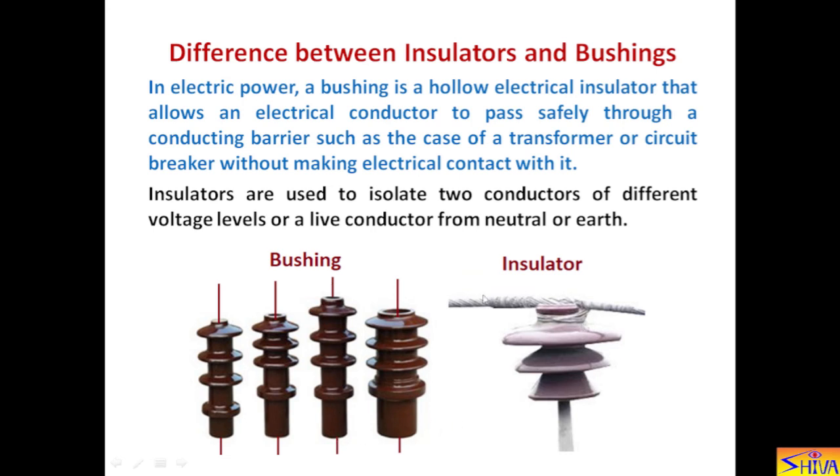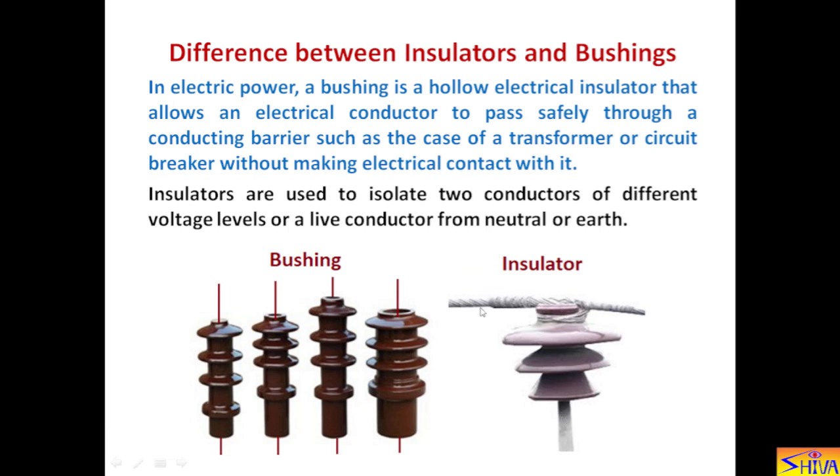In case of insulator, insulators are used to isolate two conductors of different voltage levels or a line conductor from neutral or earth. This is the insulator. So this is line conductor. This is pin type insulator. So conductor passes from the top and this bottom pin is grounded. So here this complete is solid. Conductor is not passing through this. The high voltage conductor is either on the top or at the bottom.